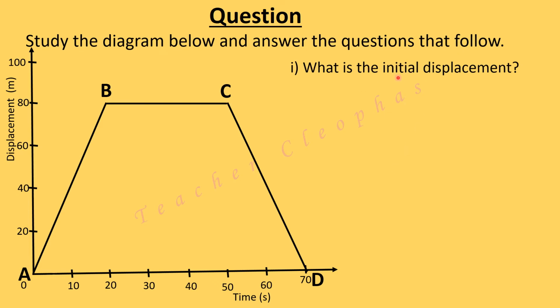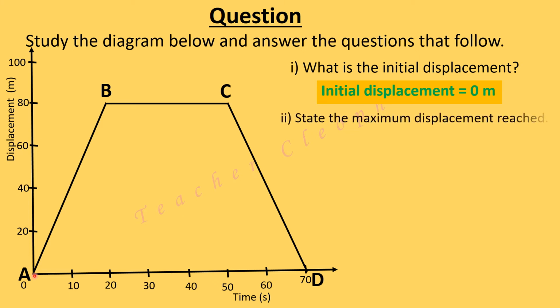To get the initial displacement, we consider the displacement at the time where the particle was beginning its journey, and that is at 0 seconds. That displacement is actually 0 as well. So initial displacement is equal to 0 meters. Second question, state the maximum displacement reached by the particle.